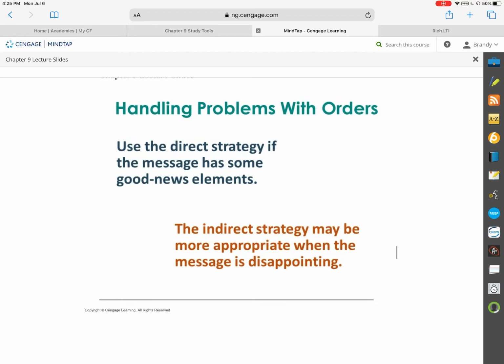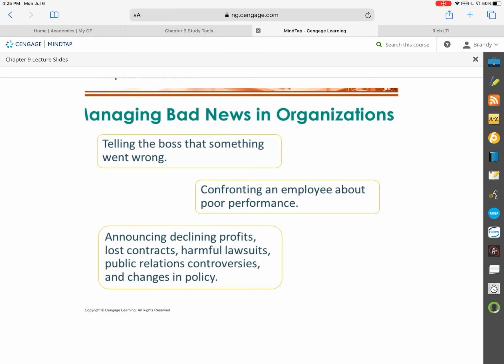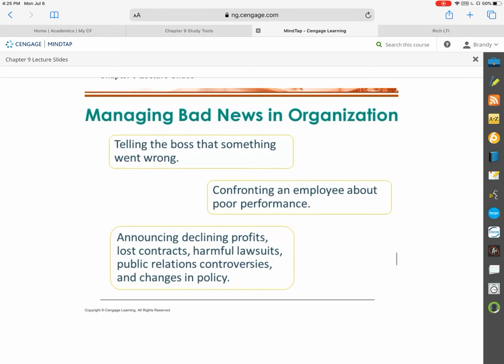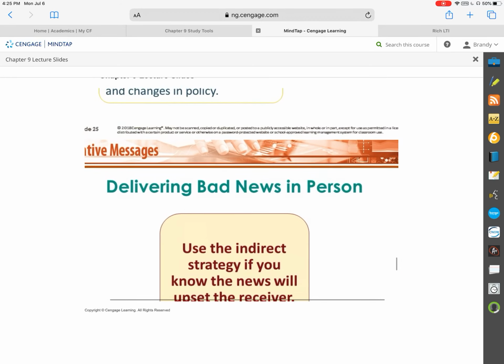When you have problems with orders, a lot of times direct strategy is the best way to do it. But if it's a big deal and a big order mishap, then you would want to switch to indirect strategy. Also, when we're telling bad news to the boss, we might want to really think about the degree of that news and whether we should be using direct or indirect strategy. There's a lot of different things we have to talk to our boss about, bad things, and talk to employees about performance. If you're in a managerial position, we might have to tell people about a loss of profits or a contract that we lost with a different company.